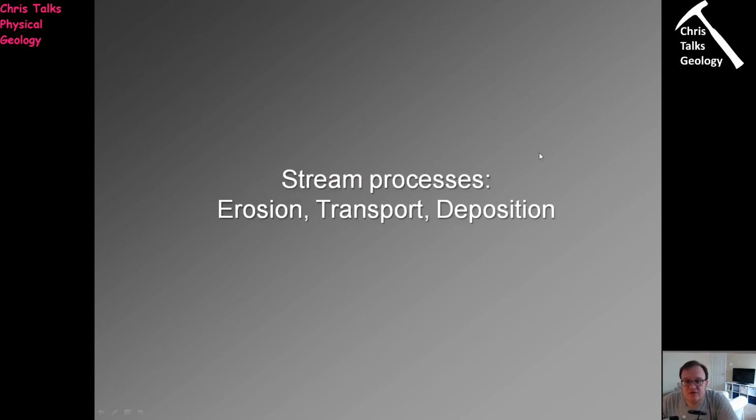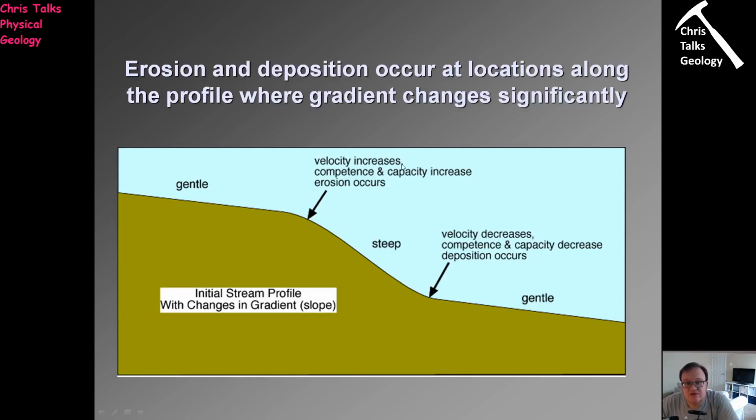Alright, so let's start thinking about stream processes now. So here we have a very stylized diagram for a stream. You can see the stream's going to start off up here towards its headwaters and it's heading towards its mouth down here. Now, the one thing to remember is our river wants to achieve a nice smooth profile. So it wants to achieve a profile that looks something like that. And so, well, how is it going to do this? Oh, well, it's going to do it this way.